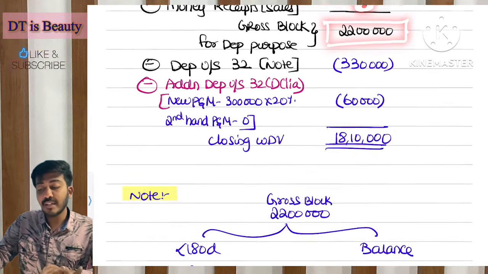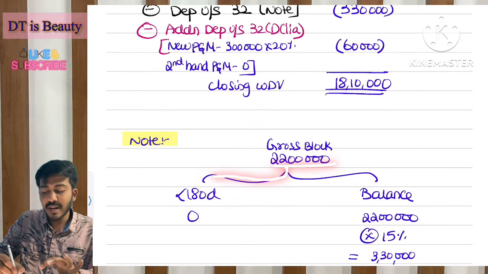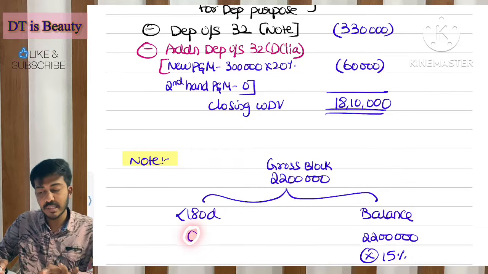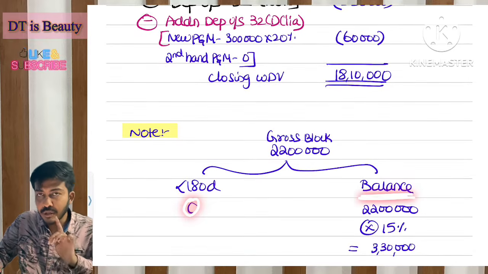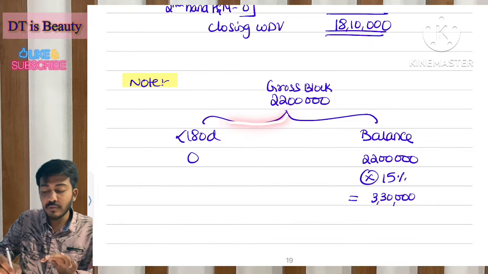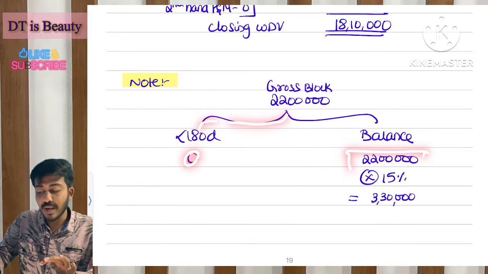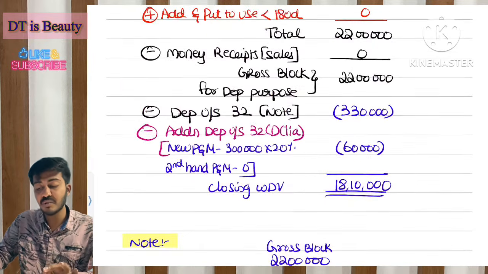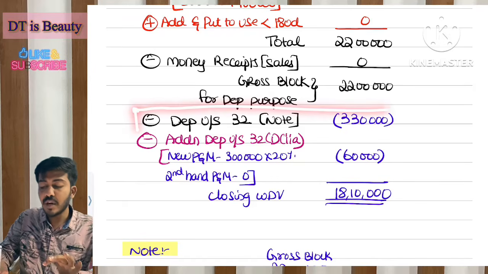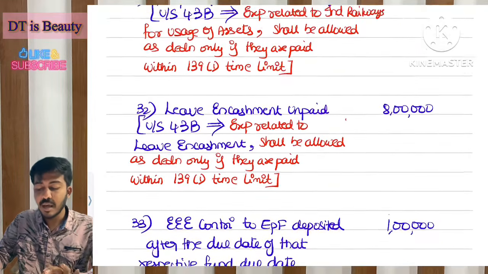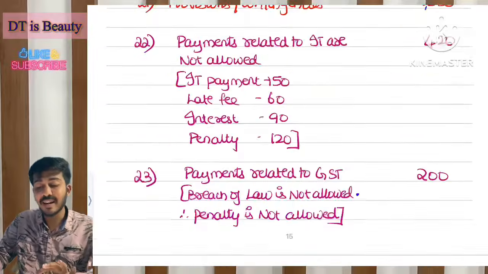What should you do? Take the gross block and note. Less than 180 days, give first preference. In this question, there is no less than 180 days, so it is 0. Balance only you should write. You should never write greater than or equal to 180 days. So balance out of 22 lakhs plus 0, if you minus, you will have 22 lakhs. On this, you can take 100% depreciation, 15%, which comes to 3,30,000. So depreciation, I will minus 3,30,000. So my answer I can mention under the less category.